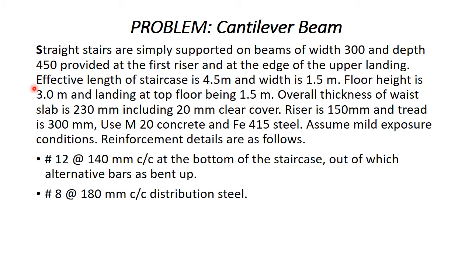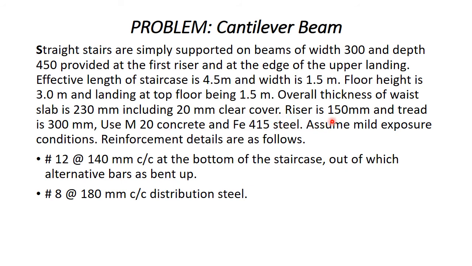They have already calculated the effective length of the staircase as 4.5 meter and the width as 1.5 meter. The floor height is 3 meter and the landing at the top floor is 1.5 meter. The overall thickness of the waist slab is 230 mm, including 20 mm clear cover. The riser is 150 mm and the tread is 300 mm. Use M20 grade concrete and Fe415 steel.